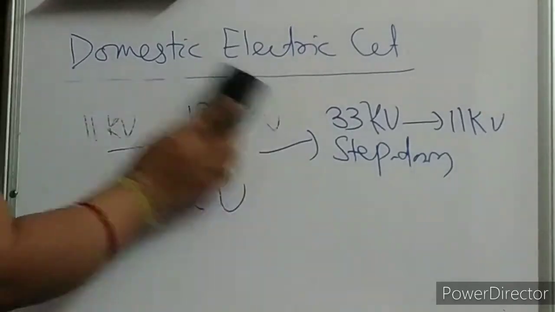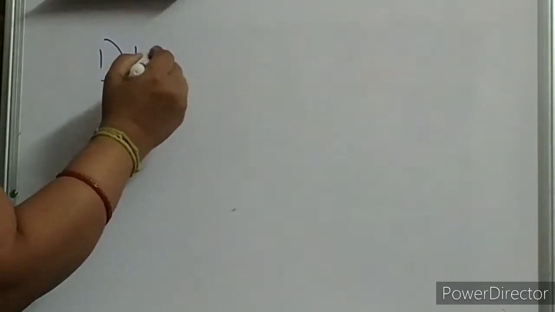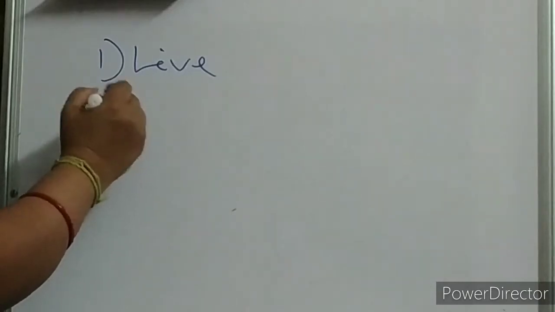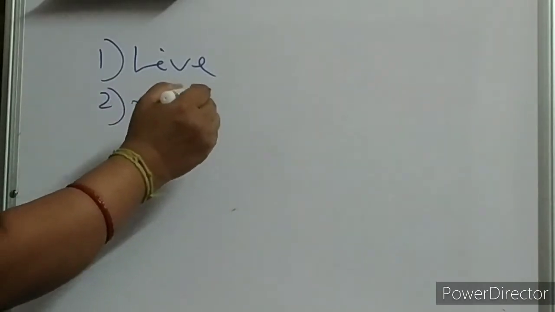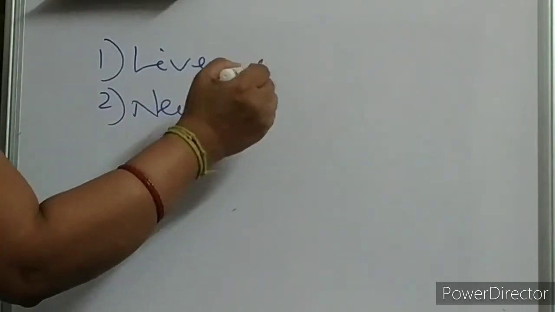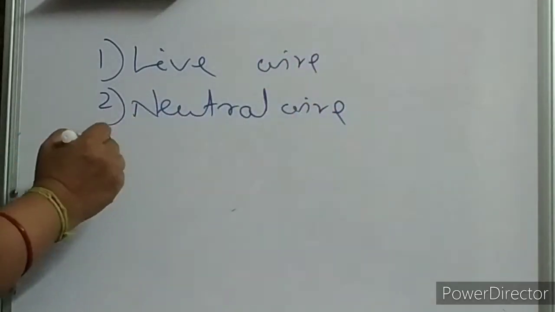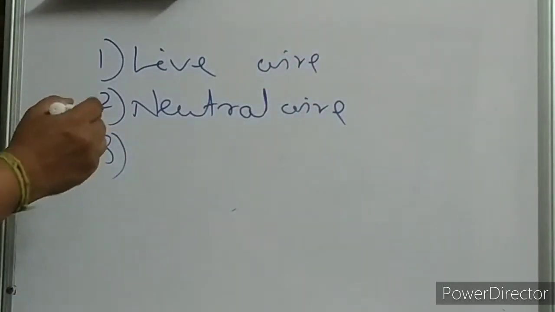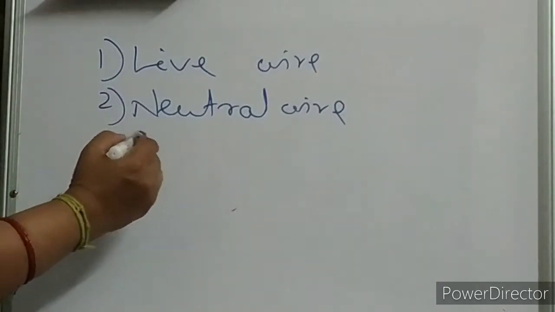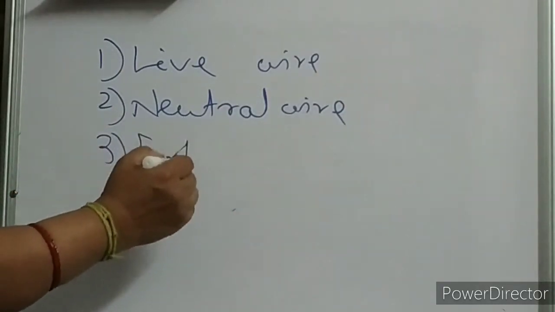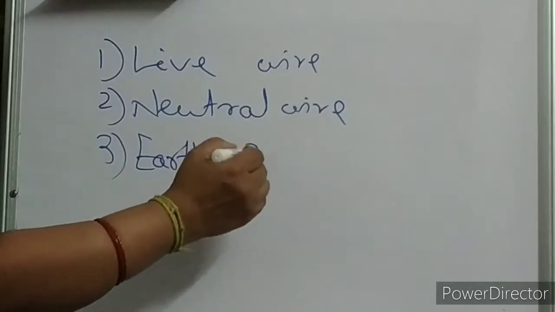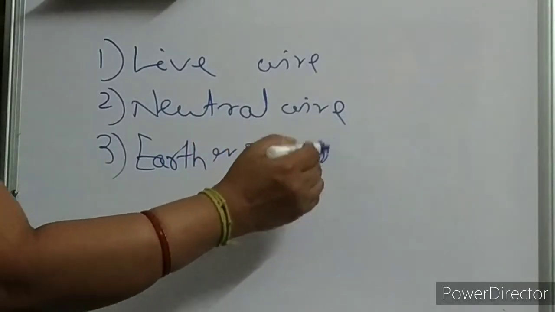Okay? Let me erase this. So those three types of wires are: one is live wire, second is neutral, and third is earth. Okay? Earth or ground wire, children.